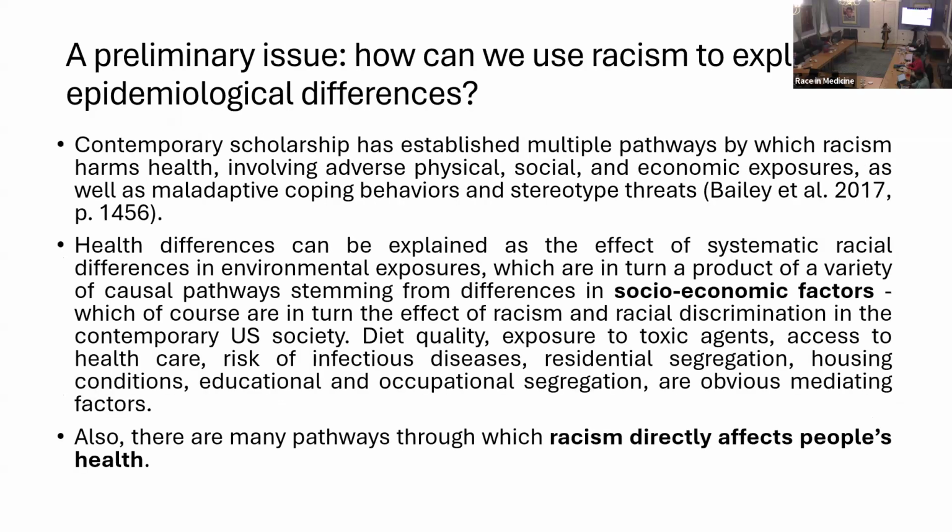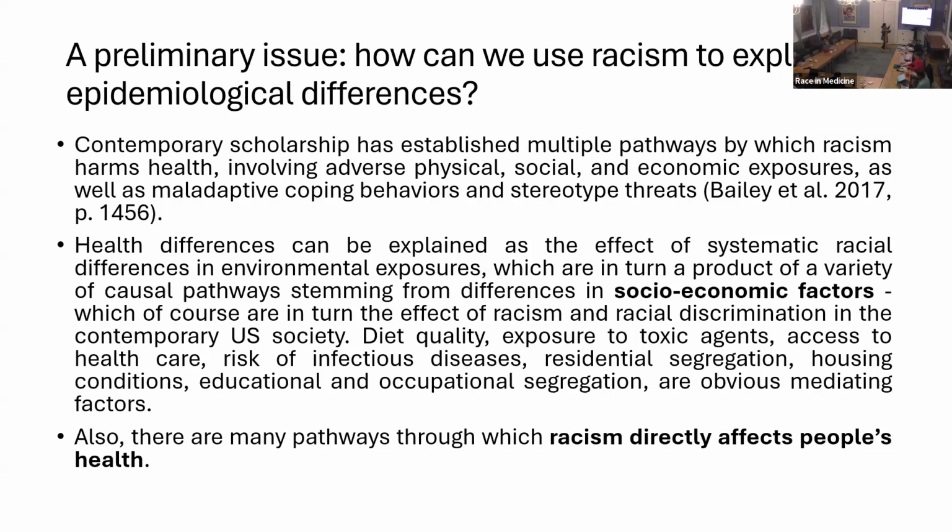So a preliminary issue: what are we talking about when we talk about racism to explain epidemiological differences? Of course, maybe you know all that evidence. Contemporary scholarship has established multiple pathways by which racism harms health, involving adverse physical, social, and economic exposures, as well as maladaptive coping behaviors and stereotype threat. Health differences can be explained as the effect of systematic racial differences in environmental exposures, as you said before, which are in turn a product of a variety of causal pathways stemming from differences in socioeconomic factors, which of course are in turn the effect of racism and racial discrimination in contemporary US society.